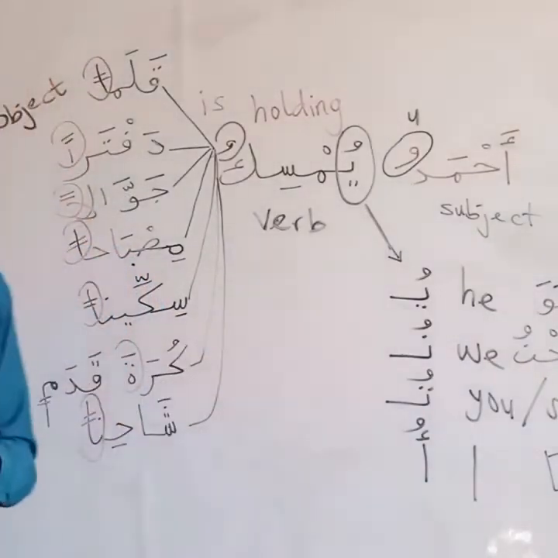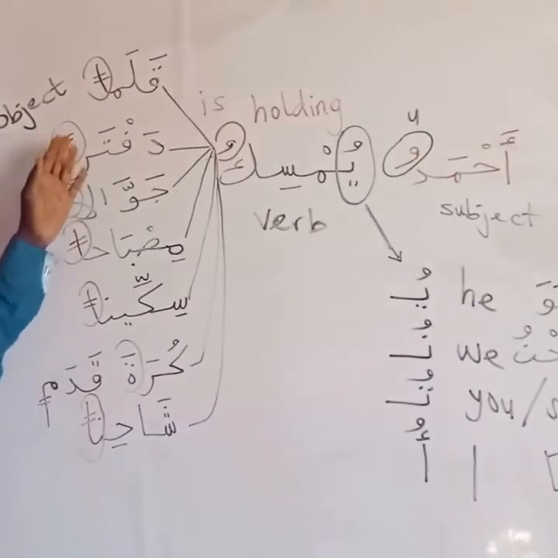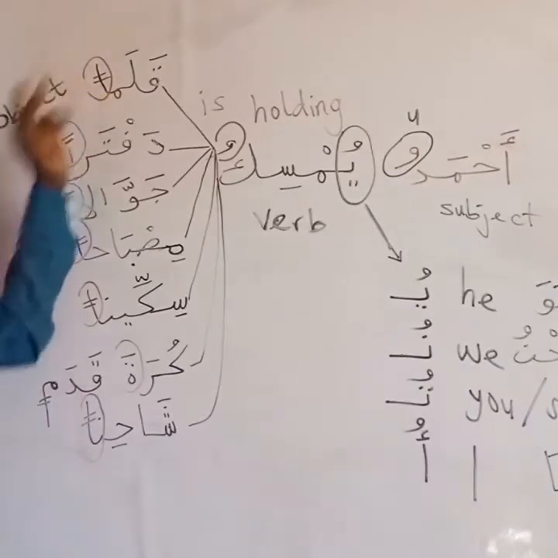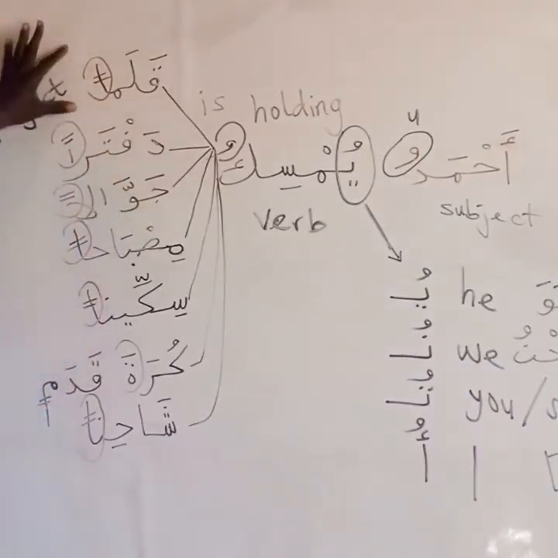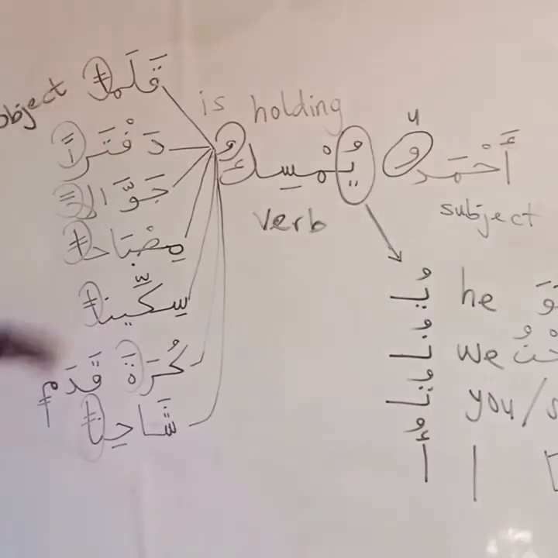Then moving to the object. The object will usually be a noun, and the rule is that an object has fatha. You give it a fatha. Object has a fatha. Usually, it will have a fatha. That's why instead of saying qalamun, we say qalaman. That will show that you are using it as an object.